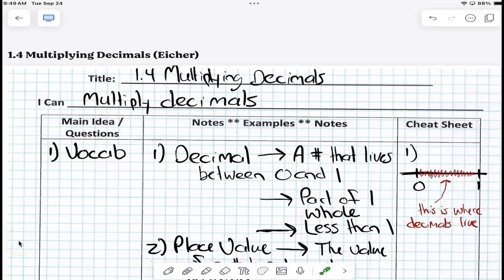Good morning. Today we just finished multiplying decimals. Class, can you multiply decimals? Yes. Multiplying decimals is exactly like multiplying integers, except we have to add a decimal point, right?